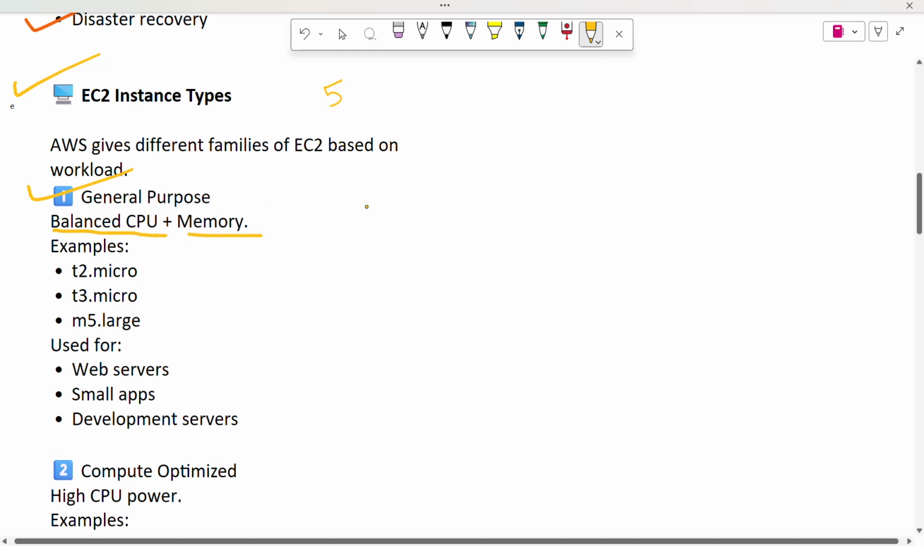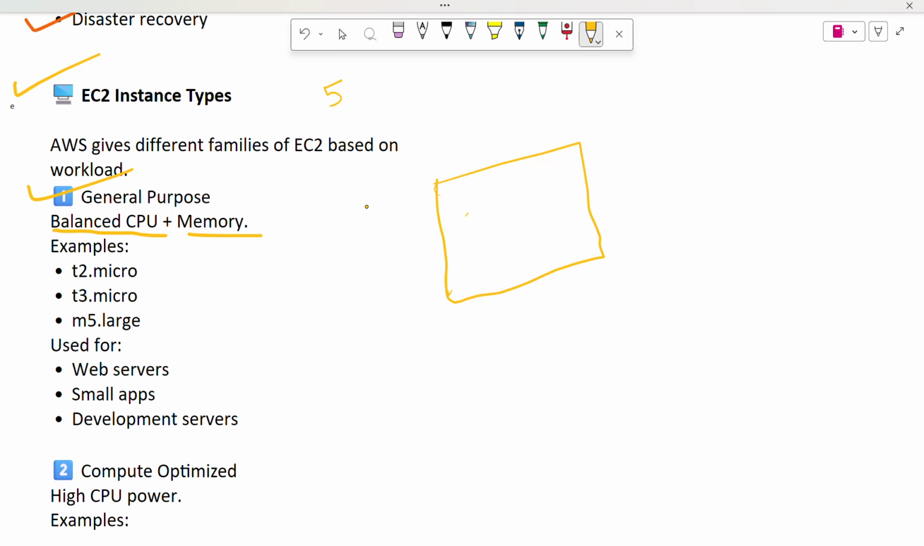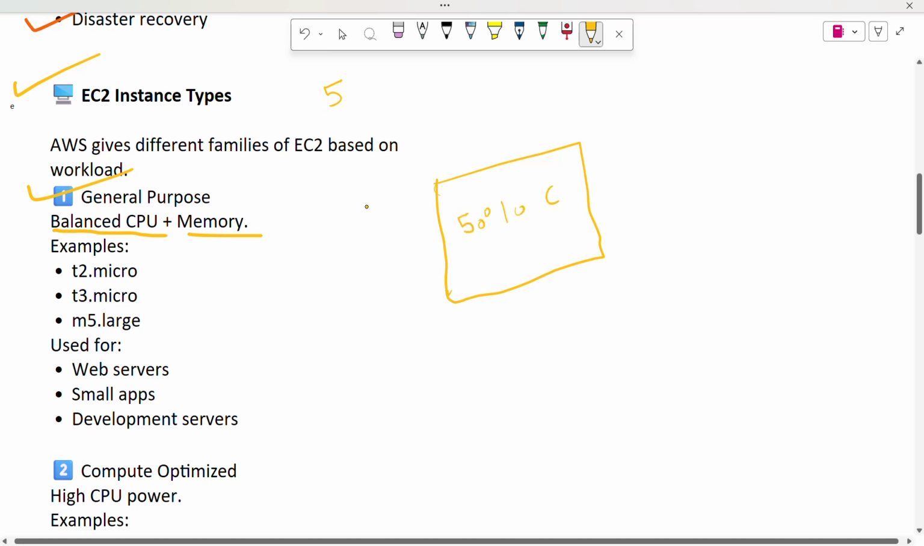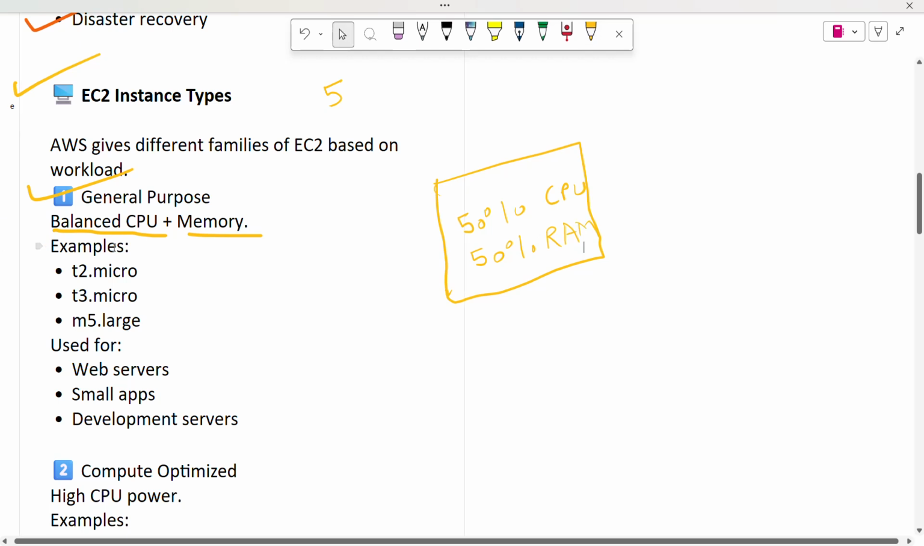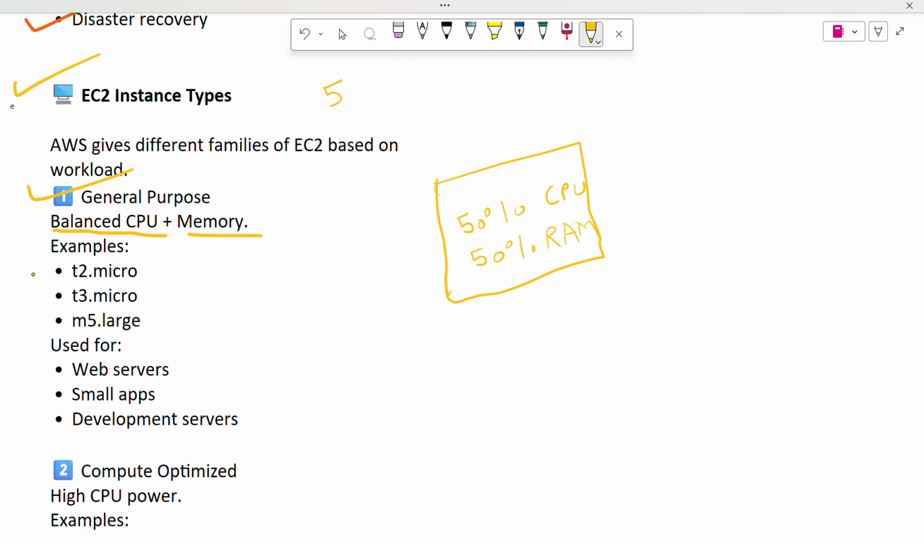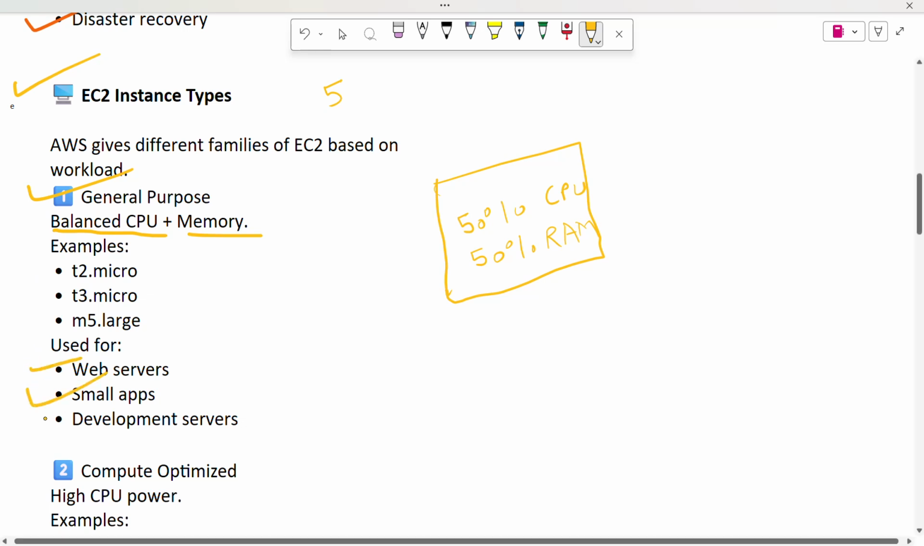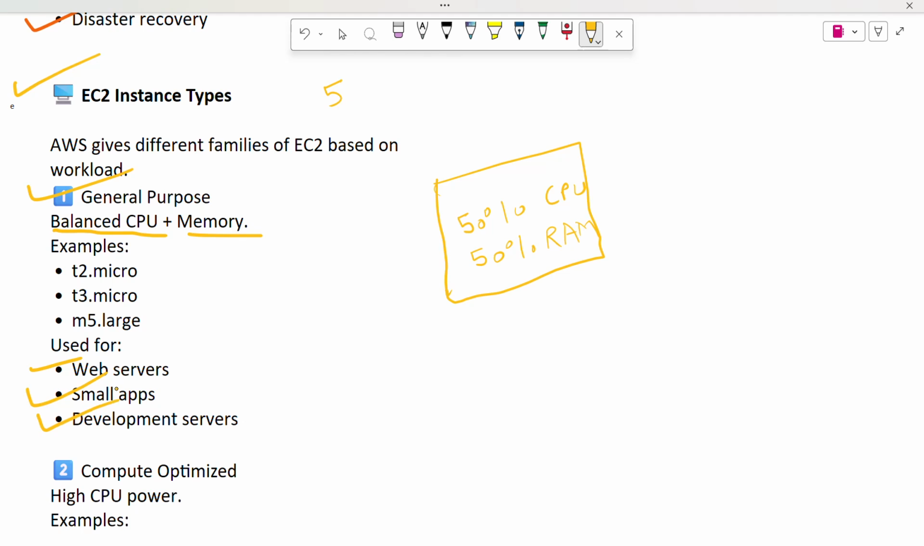So let's say this is my instance and it is having 50% of the CPU configured on it, it is giving almost 50% of the weightage to the RAM as well. So CPU and RAM are equally weighted on that server. In that case, you can call this instance a general purpose instance. Now, where can you use general purpose instances? They can be used in web servers or small application development servers. In these cases, general purpose instances find their use cases.